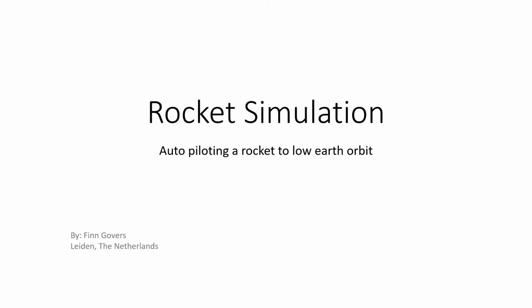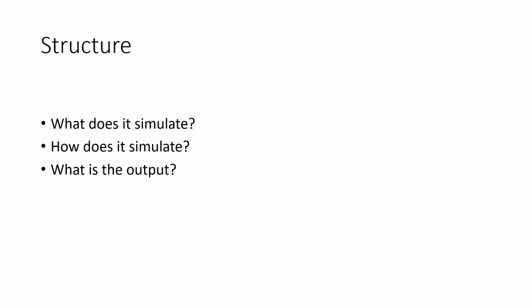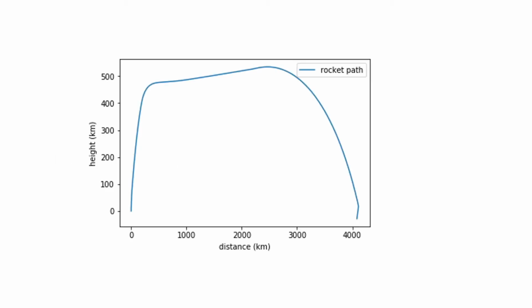Hello, my name is Finn Govers, and for CS50's final project I made a rocket simulation. In this video I'll show exactly what I simulated, how the simulation functions in rough terms, and what the output of the program is. What I simulated is a rocket that launches, gets enough horizontal speed to stay in low Earth orbit, and then slows down to fall back to Earth again.